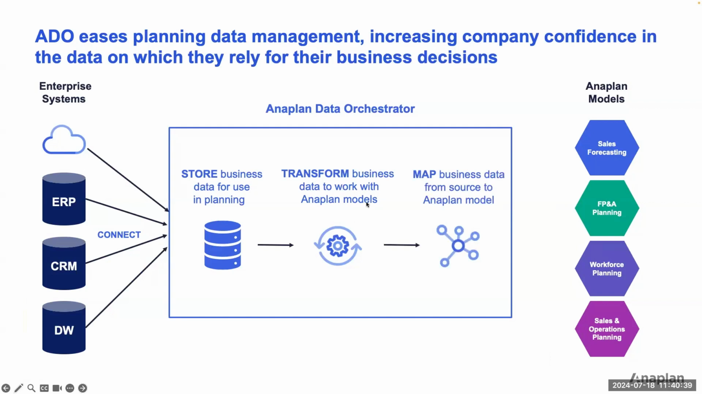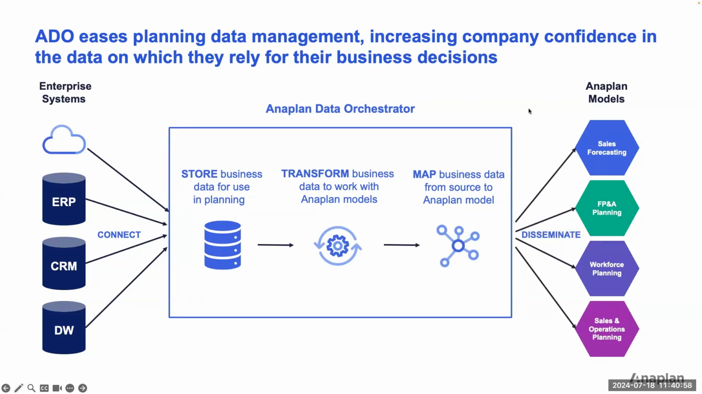Now, once we've created that transformation, we're then able to map that directly to different objects within our Anaplan models, things like modules, lists, and hierarchies. And ADO is the only system that really understands the underlying structure of our Anaplan models.